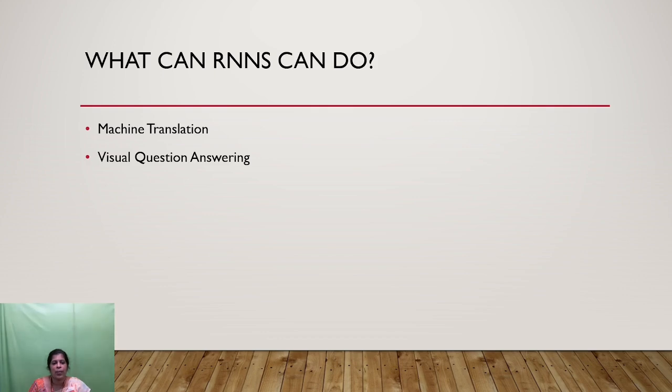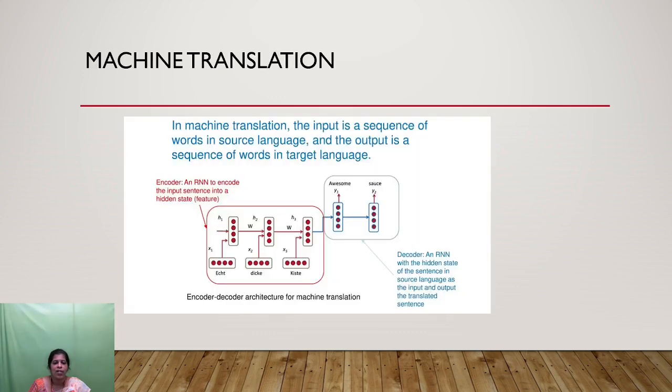So these are some of the applications of RNNs, let's say machine translation and machine question answering. In translation, the input is a sequence of words presented in one language, and the output is a sequence of words to be presented in the target language. So here we make use of the encoder as well as the decoder architecture. On the encoder side, the RNN will encode the input sequence into the hidden state, or all the hidden features present, and on the decoder side, the RNN uses the hidden state of the sentence to produce the output of the translated sentences.